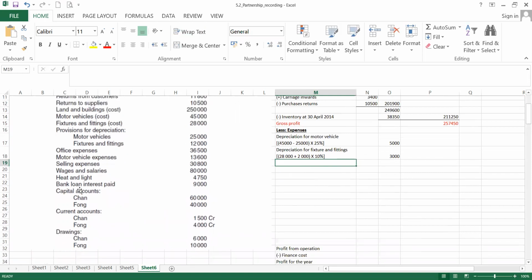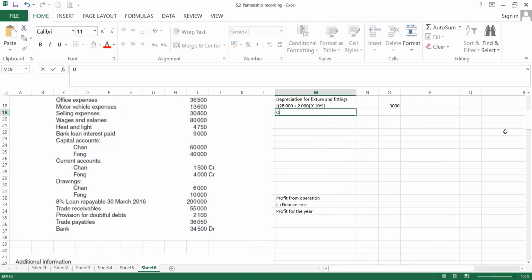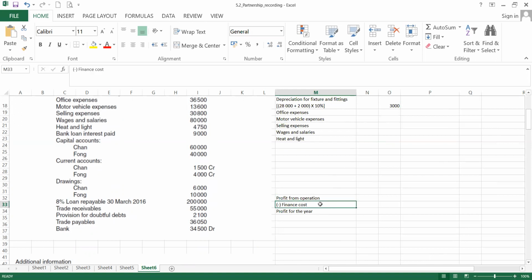Now next is that office expenses, motor vehicle expenses, selling expenses, heat, wages and salary, and then heat and light, bank loan interest. New syllabus, bank loan interest should put into here. Okay, so here we change into the bank loan interest.